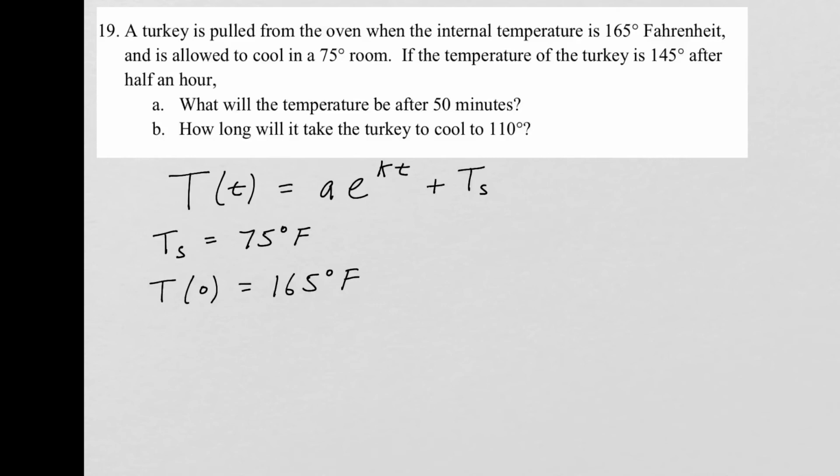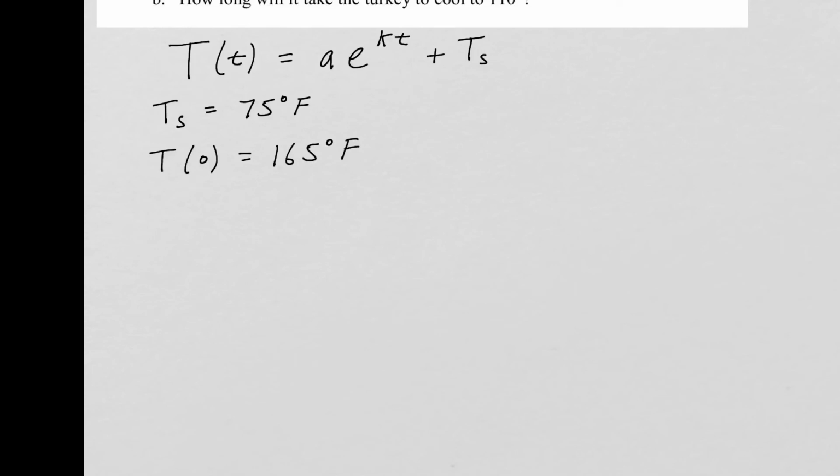So let's plug it in. So we have the temperature at 0 time is 165. So that's the left-hand side. That's going to equal A times e to the k, but the time is 0. We're saying at 0 time, it's 165 degrees, so the time is 0. And I also know that T sub s is 75.